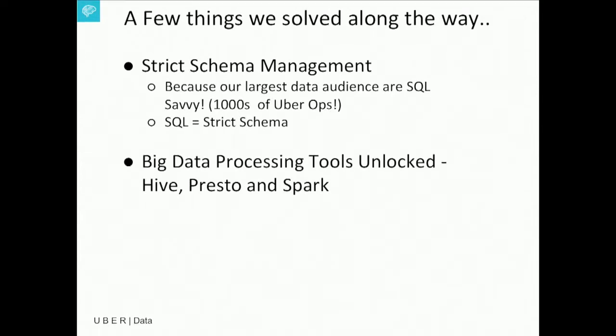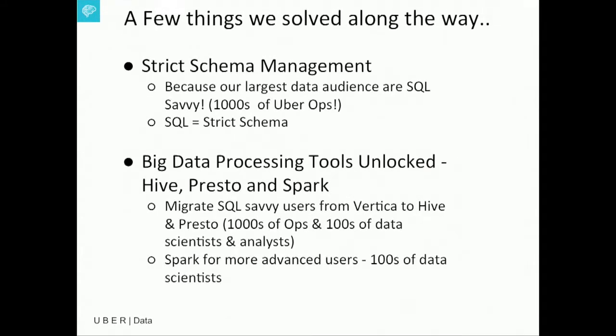Along the way, we found Hive, Presto, Spark, because Vertica was not scaling, and scaling Vertica is pretty costly too. So we now depend upon Hive, Presto, and Spark pretty much to solve all these issues.